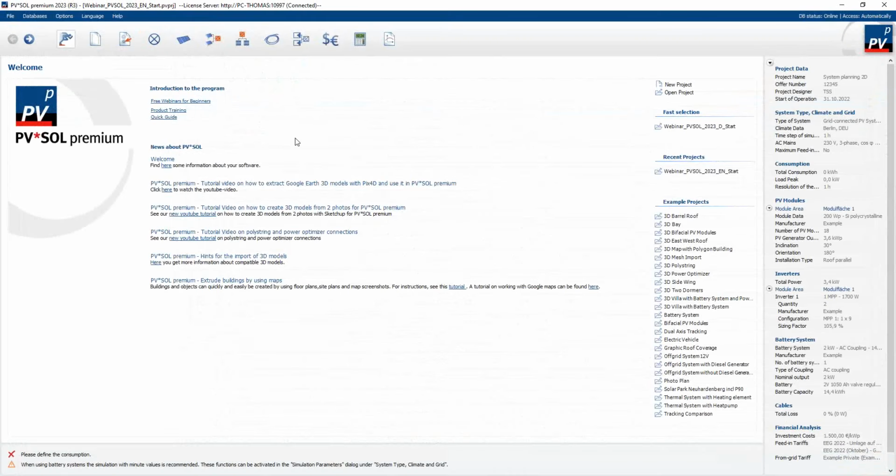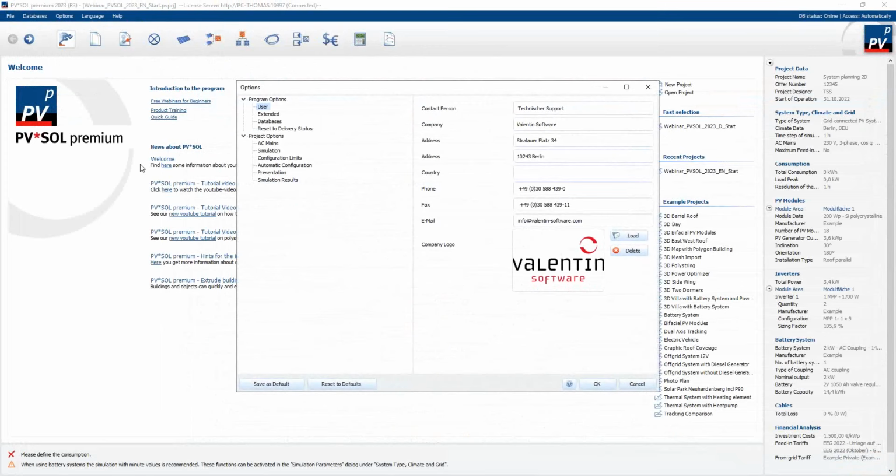Okay, that's it for the databases. Now come to the options and here to the user data. Here it is possible to enter your company data, your company address, as well as your company logo, and all this information will appear on the cover page of the presentation.